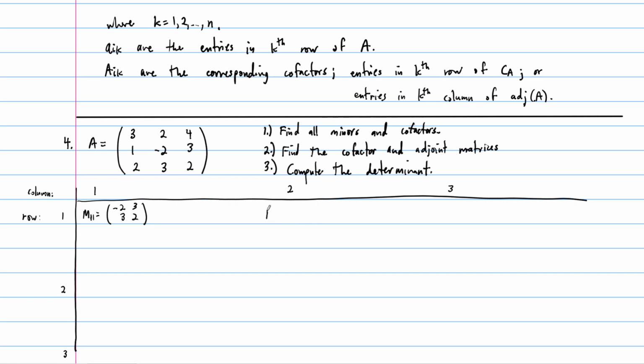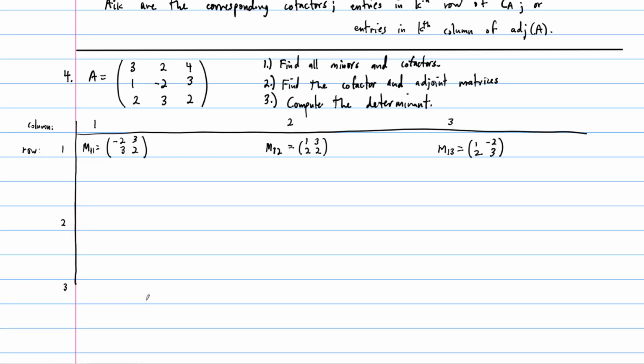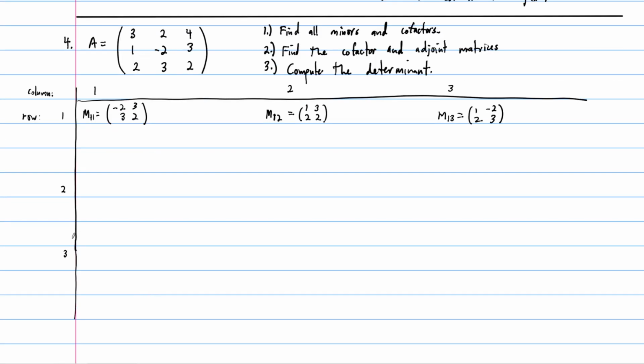So the next minor matrix, M12, this is obtained by deleting the first row and the second column. So this one will be 1, 2, 3, 2, right? First row, second column, you're left with these 4. Finally, M13, this is obtained by deleting the first row, third column. So you get 1, minus 2, 2, and then 3. All right. So then, let's see. The next one, this will be M21. Second row, first column. This is going to leave us with 2, 4, 3, 2.